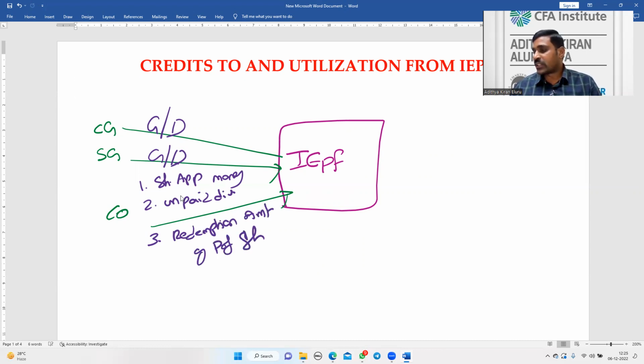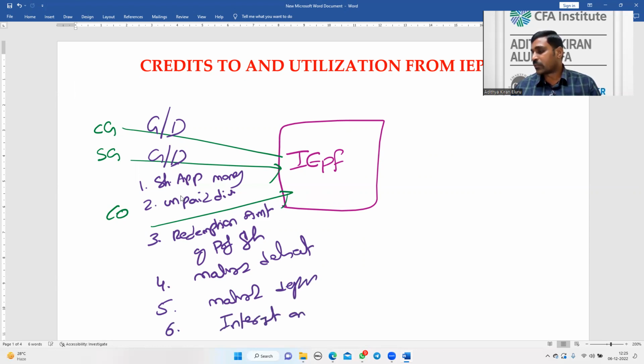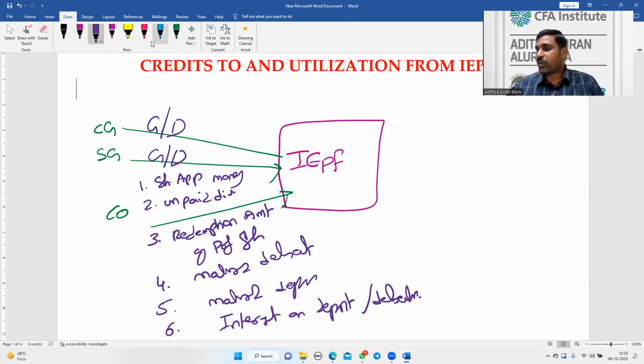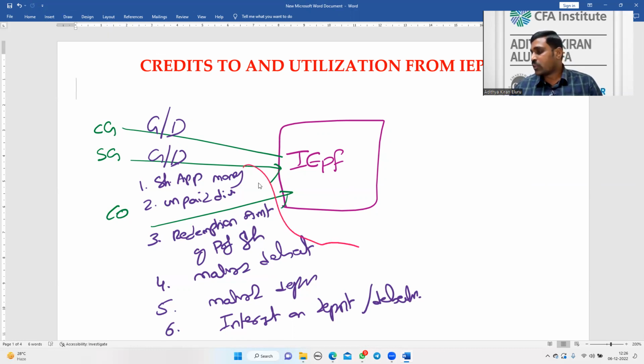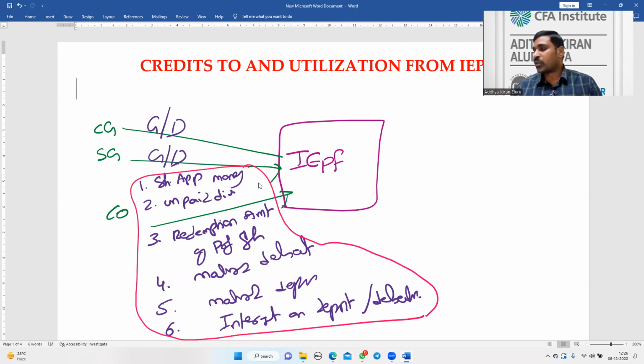Next, matured debentures. Next, matured deposits. Next, interest on deposits or debentures. So basically, these are the 6 items that will be transferred from the company to the IEPF: share application money, unpaid dividend, redemption amount of preference shares, matured debentures, matured deposits, interest on deposits or debentures.